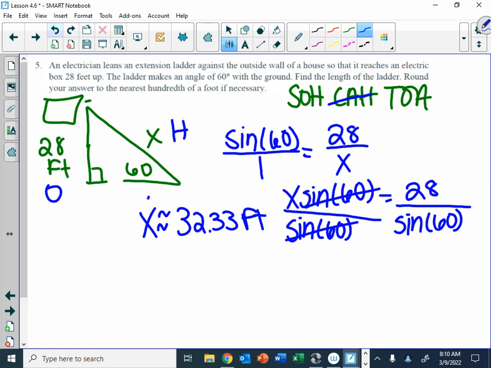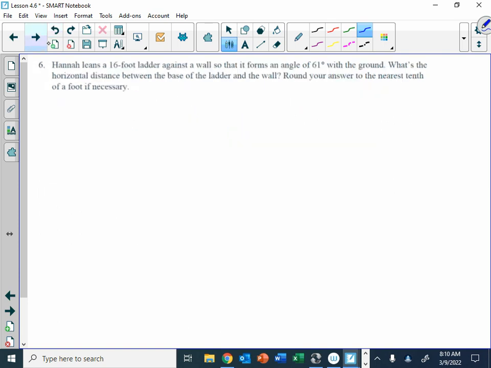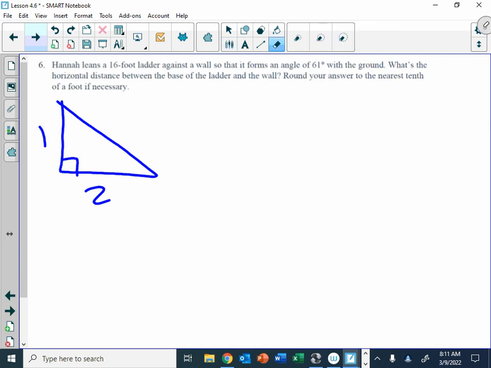All right, 2 more problems. Draw a right triangle. First step, draw a right triangle. Hannah leans a 16-foot ladder against a wall. Stop there. 1, 2, or 3? 3. Very good. The ladder is leaning against the wall, so that is your hypotenuse. That's 16.